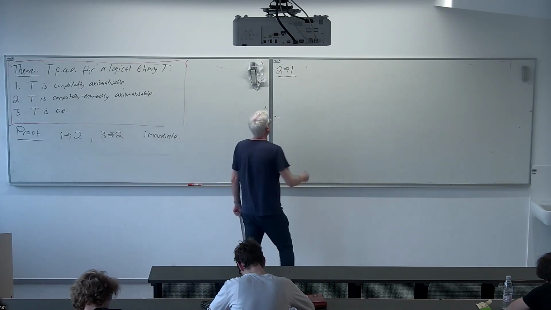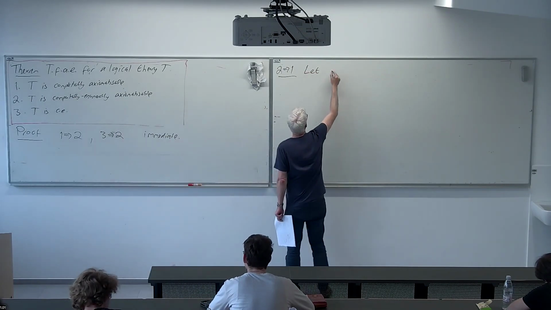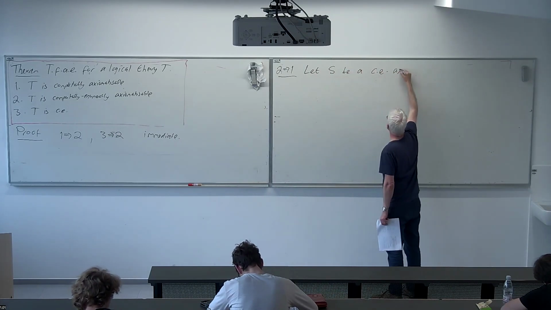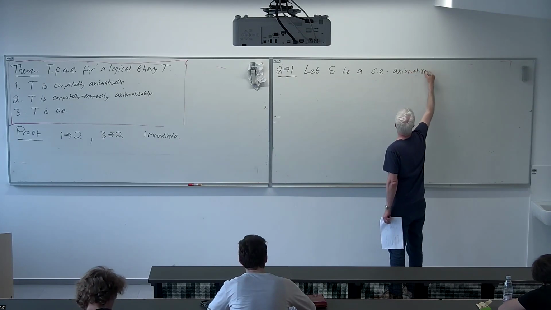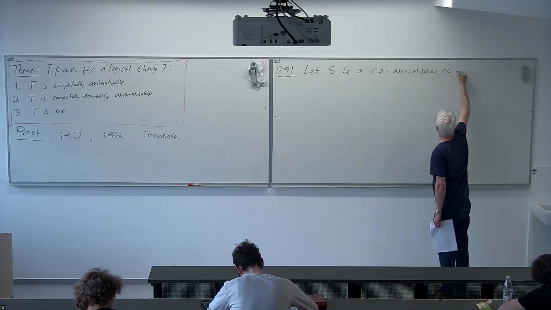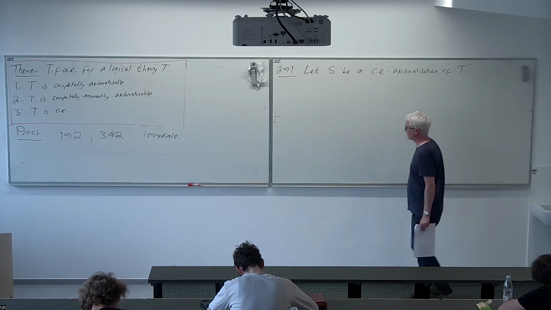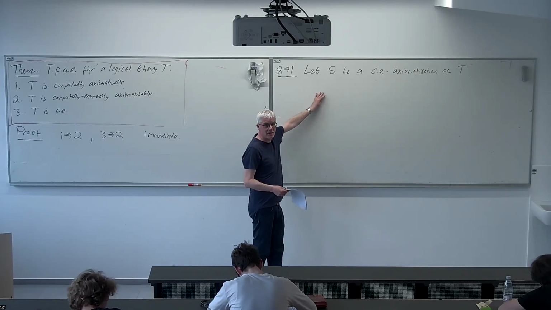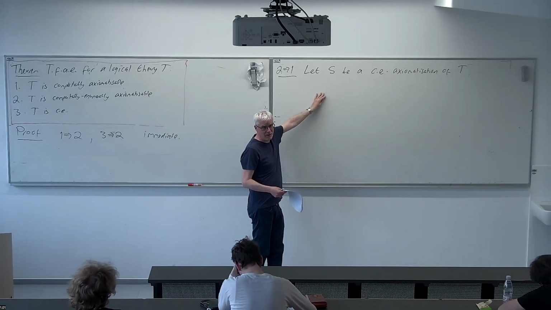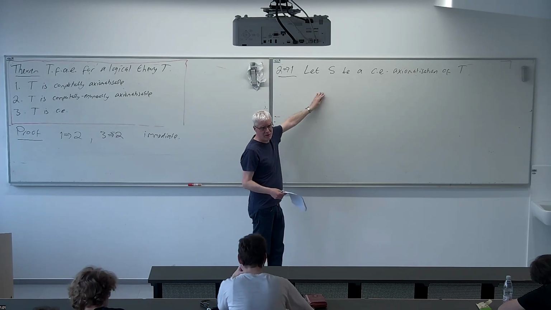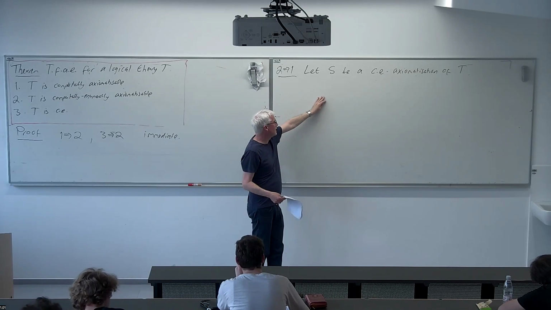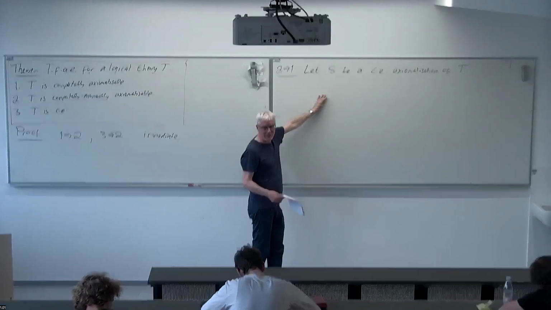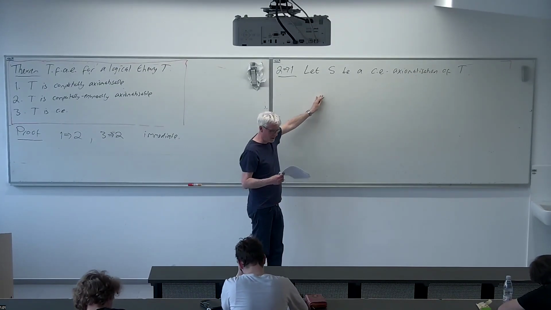So let S be a CE axiomatization of T. We've got a set of sentences that are our axioms, and the property we have of them is that we can semi-decide whether a sentence belongs to that set S. How on earth are we going to convert that into an equivalent axiomatization where we can actually decide whether a sentence belongs?